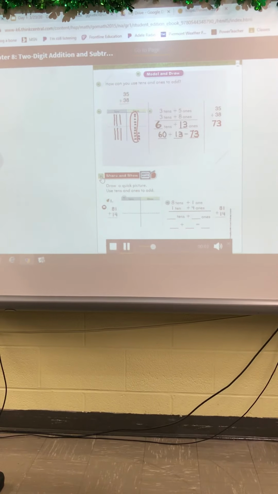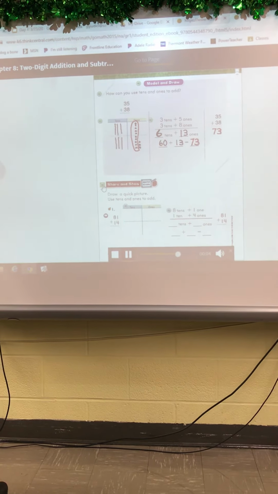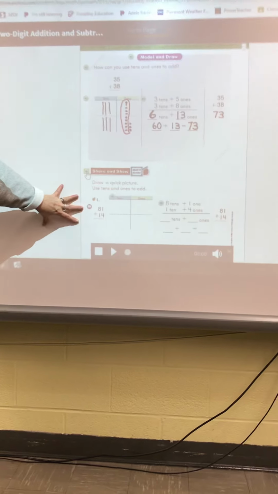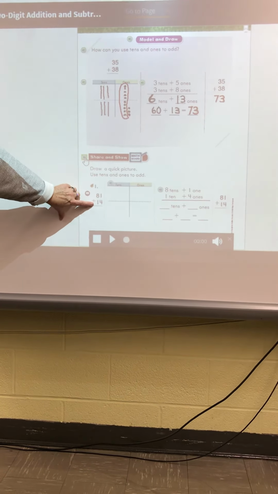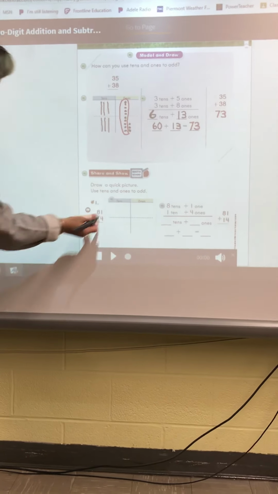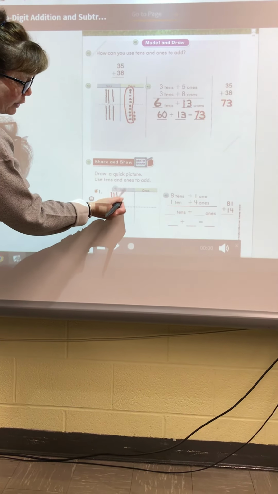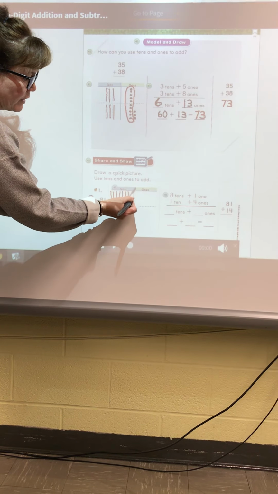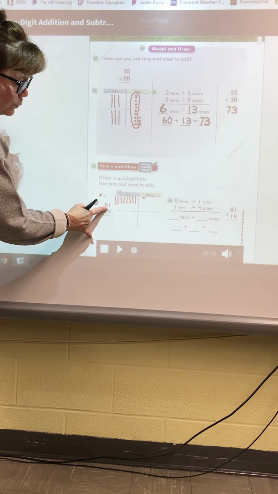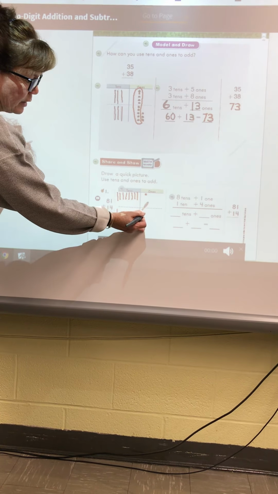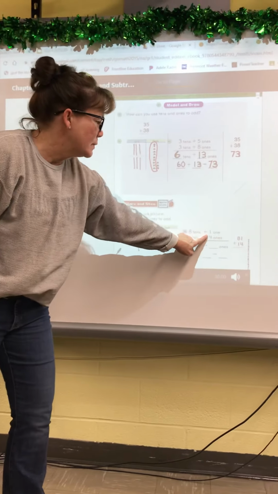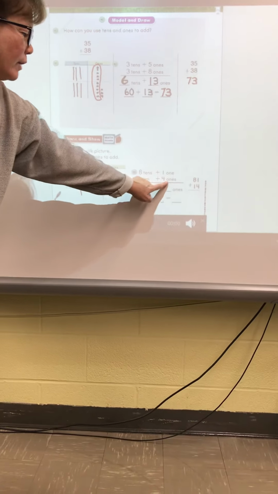Share and show. Draw a quick picture. Use tens and ones to add. So this is what we're going to do. The same thing. We're adding 81 plus 14. 81 is 8 groups of 10. 10, 20, 30, 40, 50, 60, 70, 80. And a 1 in my ones place. 14 is 1 stick of 10 and 4 ones. So I have 8 tens and 1 one, 1 ten and 4 ones.